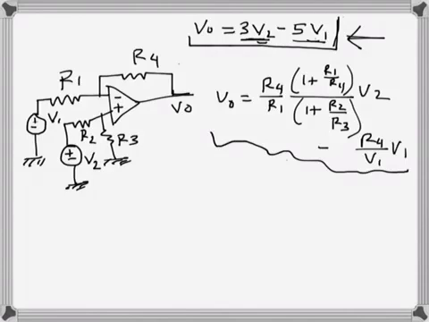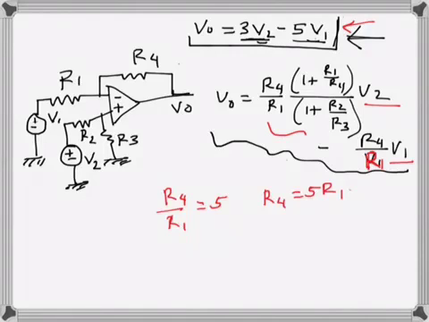You can see that this is V2 here, this is V1 here, and this one. Now I need to get this expression, so this will be R1, sorry, not V1, this is R1. So R4 over R1 will be 5. So we can see that R4 will be 5R1. This is one thing we can get from this. And then this expression has to be 3.